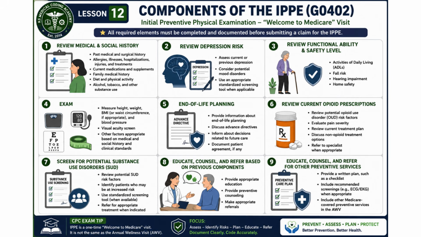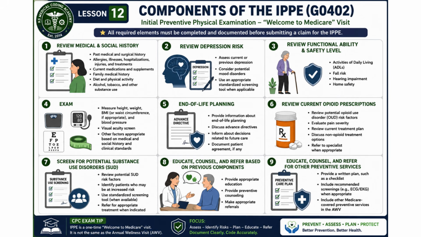Now let's review the 9 major components of the Initial Preventive Physical Examination, or IPPE. The IPPE is also known as the Welcome to Medicare Preventive Visit and is reported with HCPCS code G0402. CMS requires the applicable elements to be performed and documented as part of the IPPE. Component 1 is the review of the patient's medical and social history. This includes past medical and surgical history, illnesses, hospitalizations, allergies, injuries, treatments, current medications and supplements, family history, diet, physical activity, social activities, and history of alcohol, tobacco, or other substance use. This review helps identify risk factors that may require preventive attention.